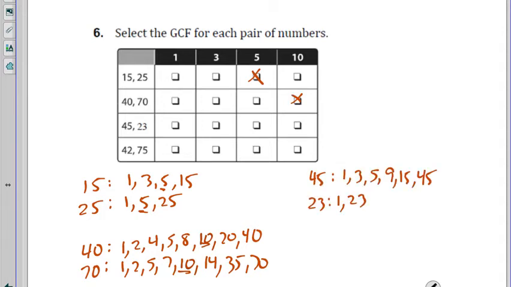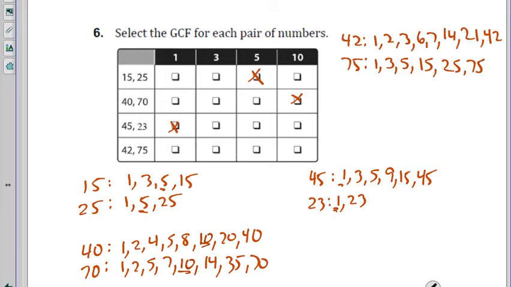For 45 and 23, the only factor they share in common is 1, because 23 is prime, and it's not a factor of 45. For 42 and 75, the greatest factor they share is 3.